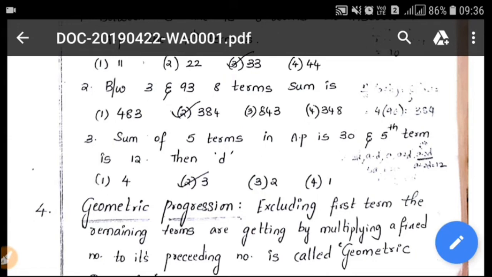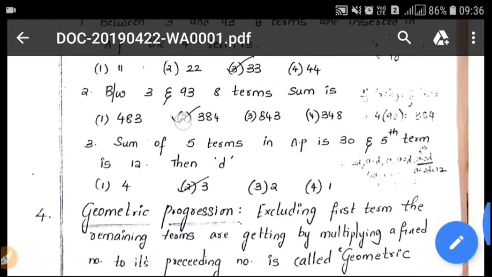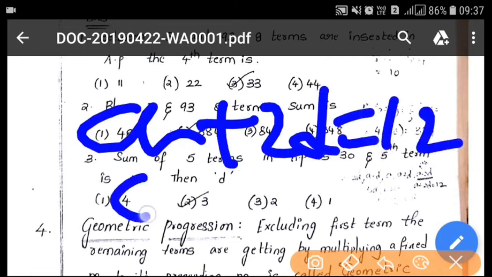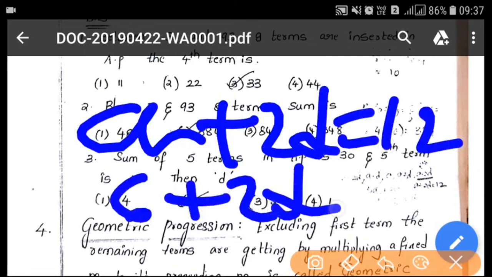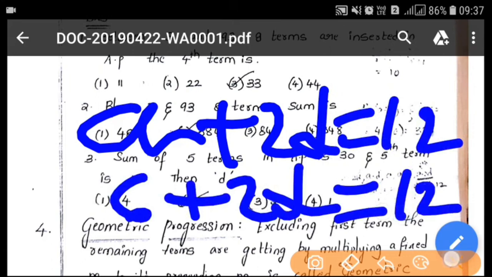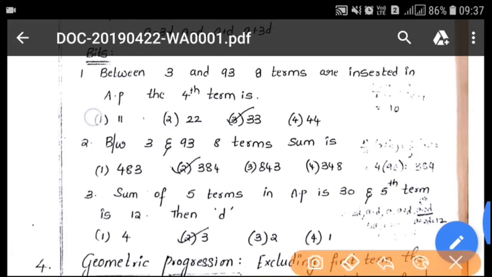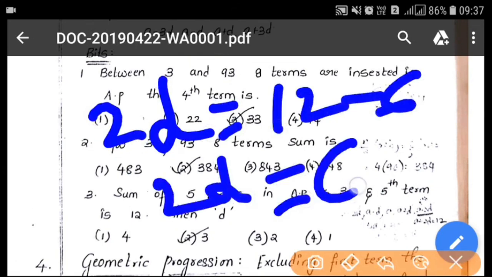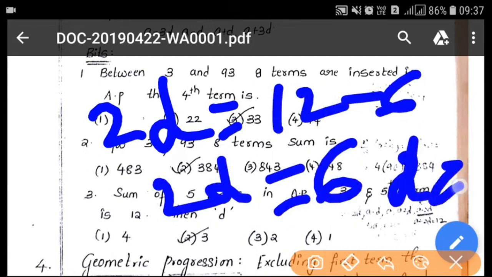Okay, so as we are taking the terms centered on A, the fifth term is A plus 2D. A plus 2D is equal to 12. A is equal to 6, so 6 plus 2D is equal to 12. So 2D is equal to 12 minus 6, which is 6. So D is equal to 3. So that is the answer.